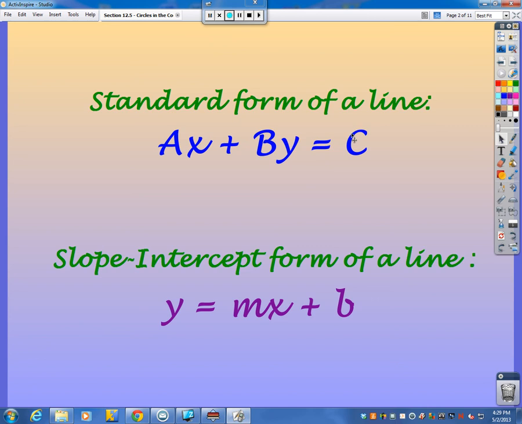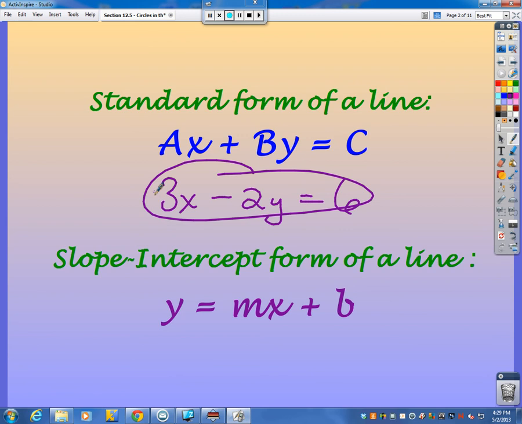Now to start off here, when we would graph lines, when we would talk about straight lines, we would call this the standard form of a line, ax plus by equals c, where a, b, and c were some numbers. You might have something like 3x minus 2y equals 6, and we might take that standard form or the general form and convert it to the slope-intercept form so we could graph it, y equals mx plus b, where m and b were your slope and your y-intercept.